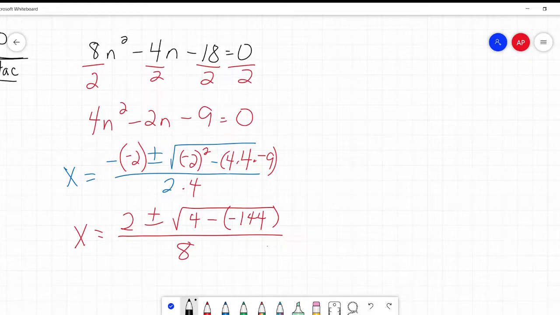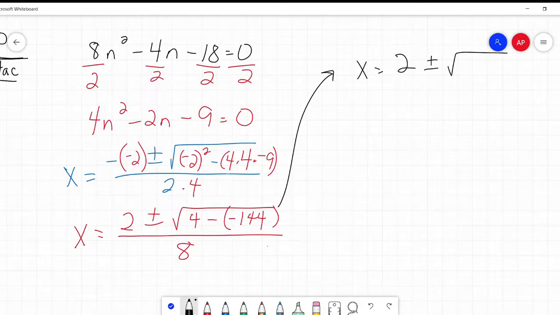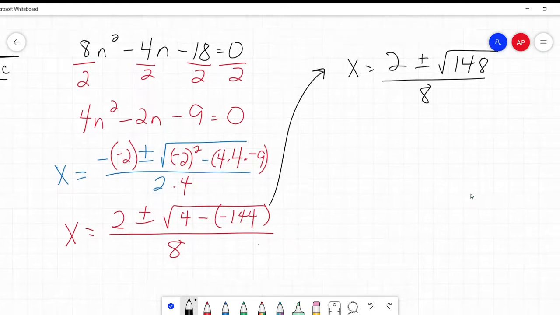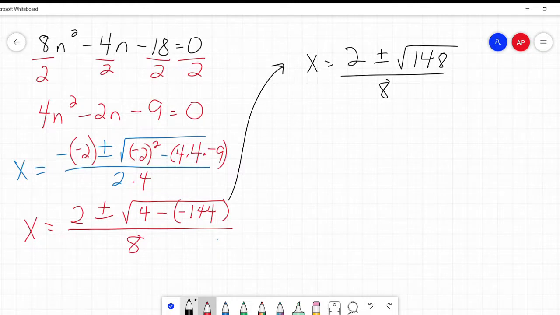Anyway, okay, so I am going to go up here, simplify a little further. 2 plus or minus square root of 4 minus a -144 is the same as plus 144, 148, all over 8. All right, now anytime I have something under a square root sign, I want to look for perfect squares in there. And I have a video on that, on simplifying square roots. So what I'm going to do really quickly, and again, if this doesn't look familiar, please watch the video down below on simplifying square roots.